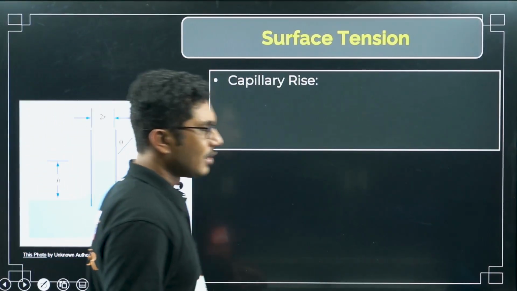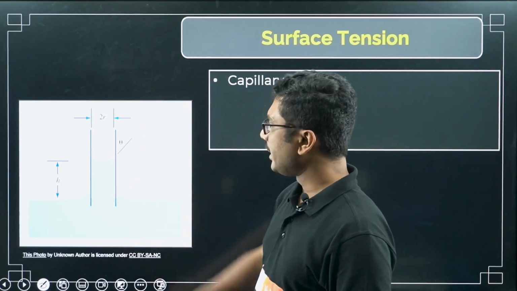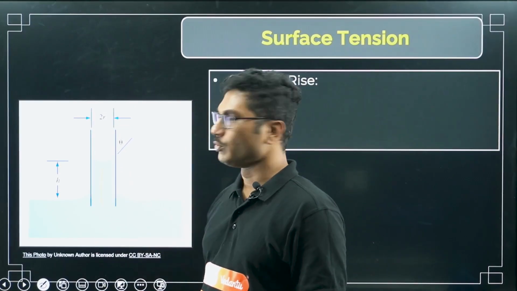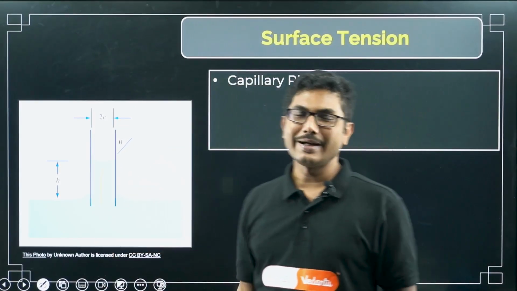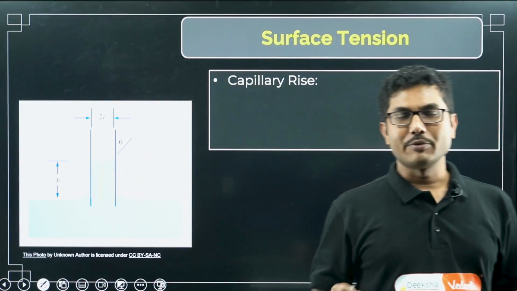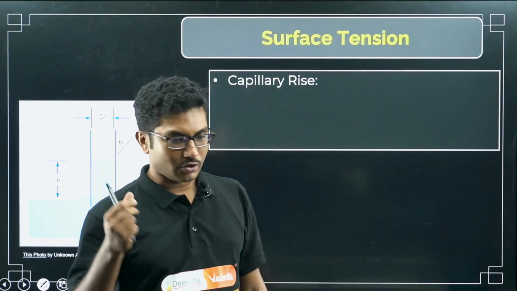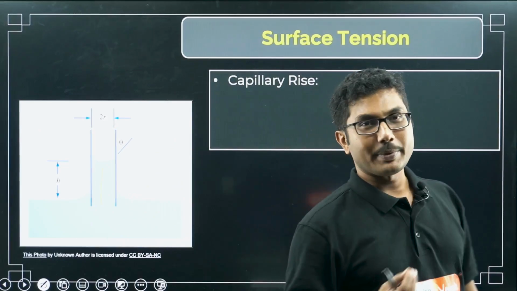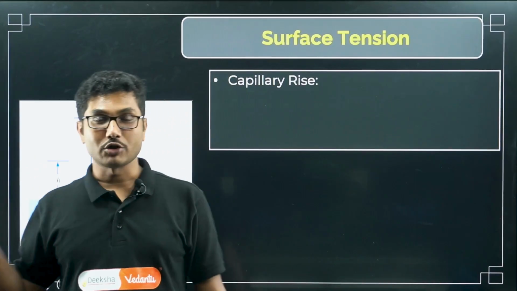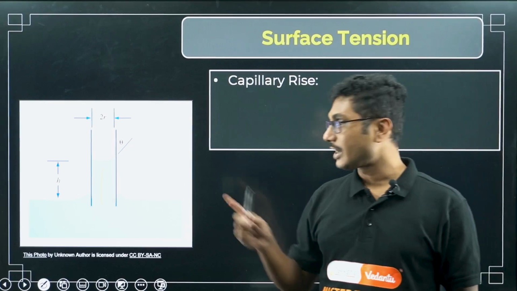What is capillary rise? If you take a tube and put it inside a fluid, the fluid will rise into the tube. You can try it using your empty pen refill. If your refill is empty, you can take this out. Do not try using a gel pen refill, but if it is a normal dot pen refill, or you can try using a straw. If you went to the shop and drank coconut water, you can bring that straw home and try this experiment.